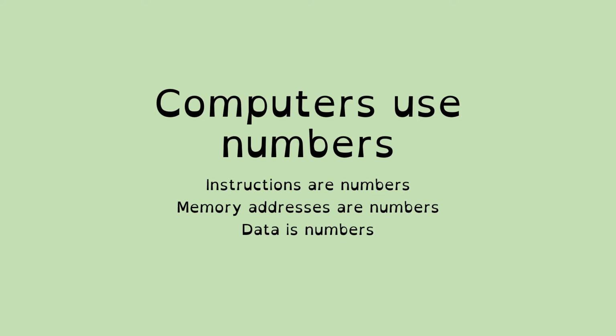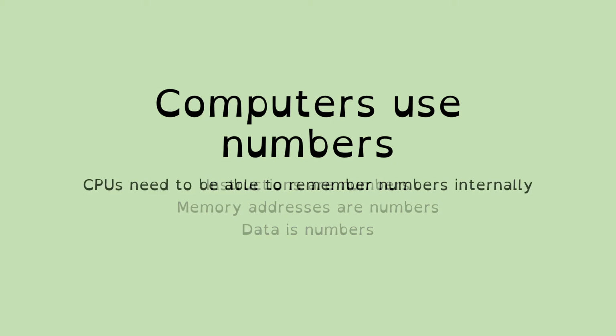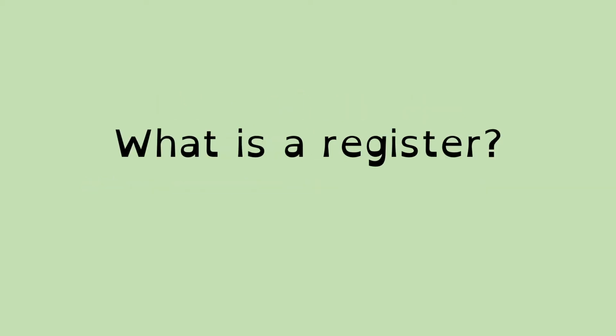Obviously, a fundamental principle, they're numbers, but things like text is numbers, and pictures are numbers, and video is numbers, and sound is numbers, or it is when it's being used by a computer. For a computer to manipulate anything, it has to turn it into numbers. These numbers are binary numbers that are being used by the computer. So CPUs need to be able to remember numbers internally. They need to have several of these in mind at once for various different purposes.